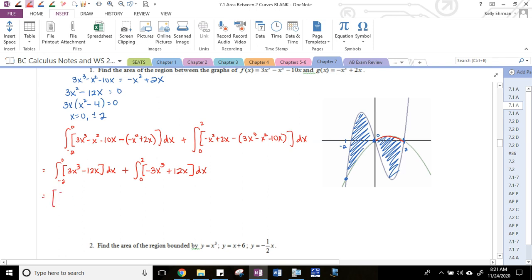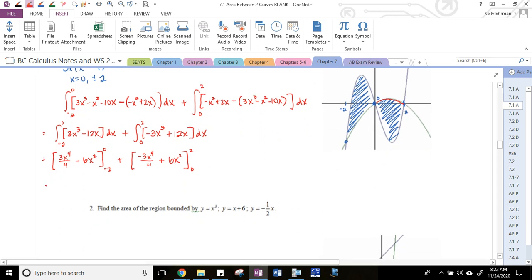So this becomes 3x to the fourth over 4 minus 12x squared over 2, which is 6x squared, evaluated from negative 2 to 0, plus this becomes negative 3x to the fourth over 4 plus 12x squared over 2, which is 6x squared, evaluated from 0 to 2.